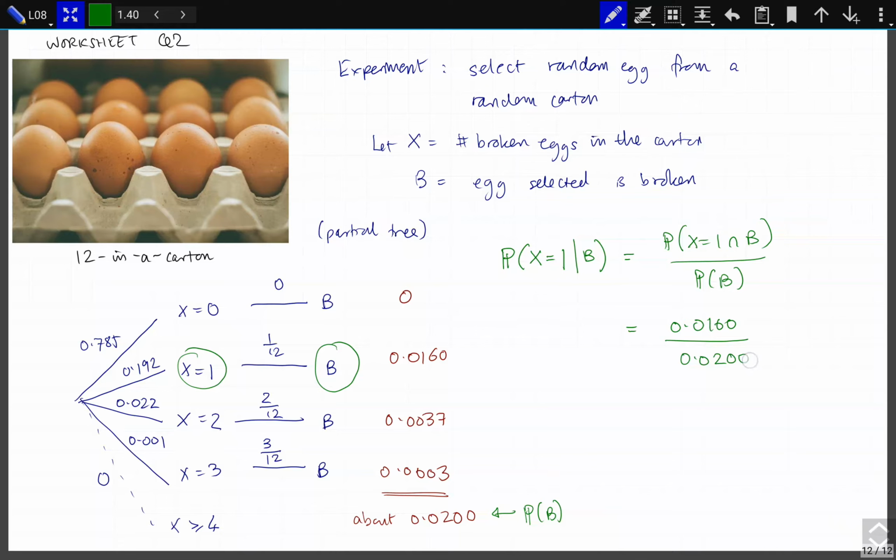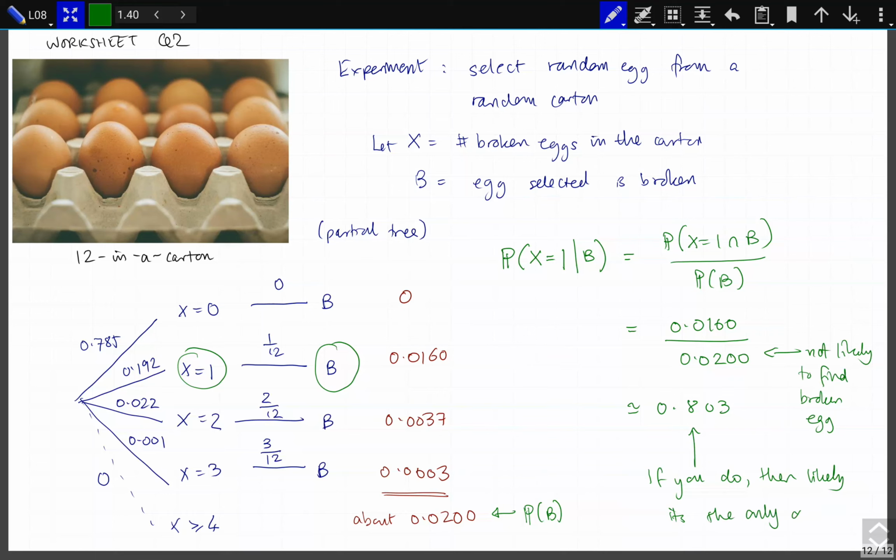As a remark, note that this number, the probability of b, is actually quite a small number. The probability that you actually get a broken egg is not very high, but of those, it's dominated by the boxes with 1 in it. So this is about 0.803. So if you did find the broken egg, it's likely to be the only one in the box.